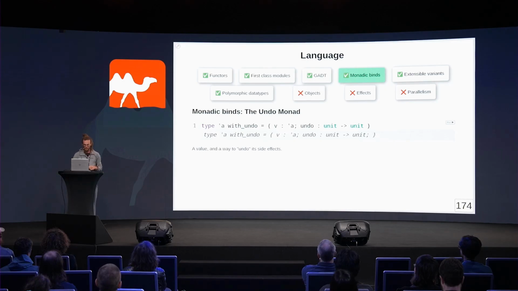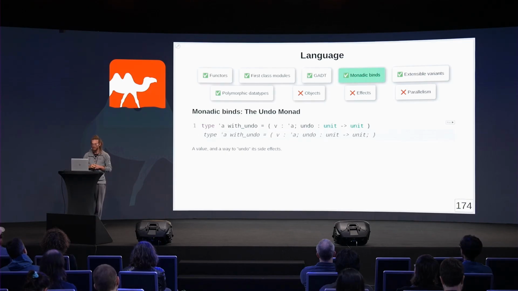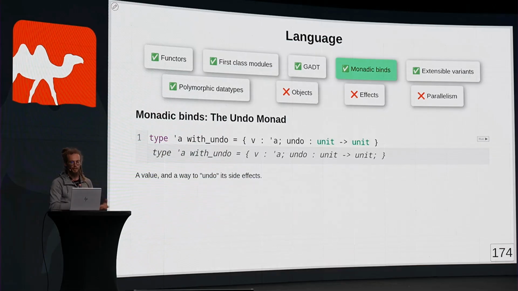which is two things. So some alpha with undo is two things. It's a normal value, but it also has an undo function attached. The idea is that when you generate a value, you might have done some side effects. Usually you generate a unit, but sometimes you need to also propagate a value. So you do some side effects while computing a value, and you have a function to undo them.